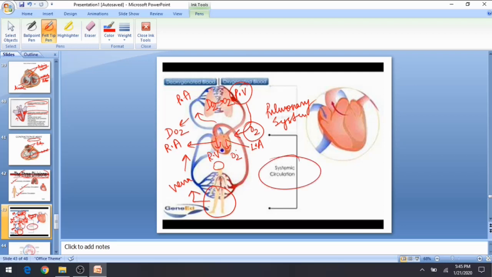But systemic circulation involves oxygenated blood received from the lungs by the heart. When oxygenated blood is received by the heart, it travels down and supplies oxygenated blood to different parts of the body. This is said to be systemic circulation.